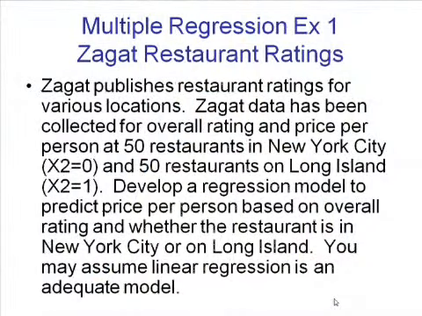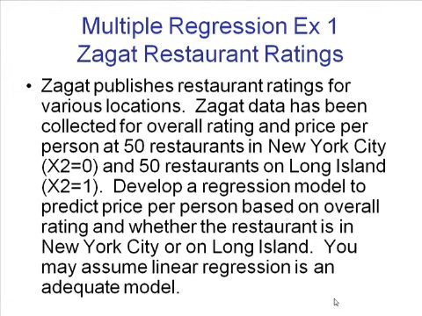This is multiple regression, example 1, Zagat's restaurant ratings. Zagat publishes restaurant ratings for various locations. Zagat data has been collected for overall rating and price per person at 50 restaurants in New York City and 50 restaurants on Long Island.